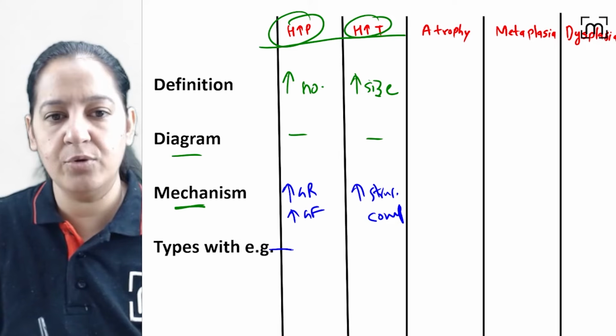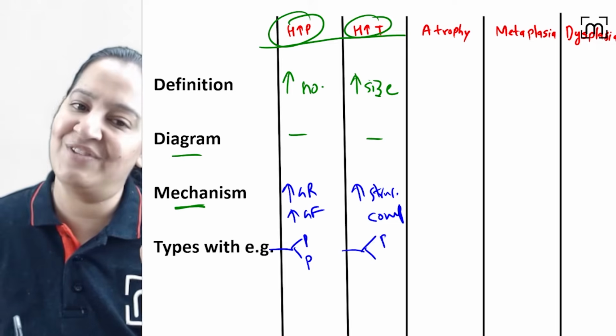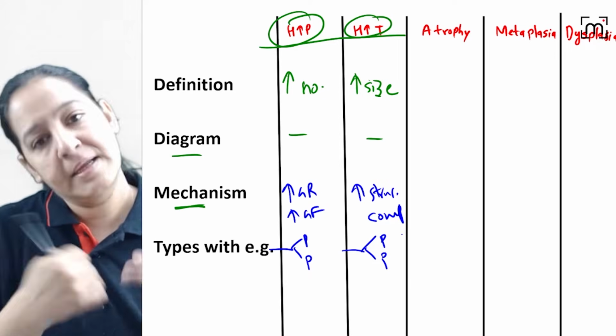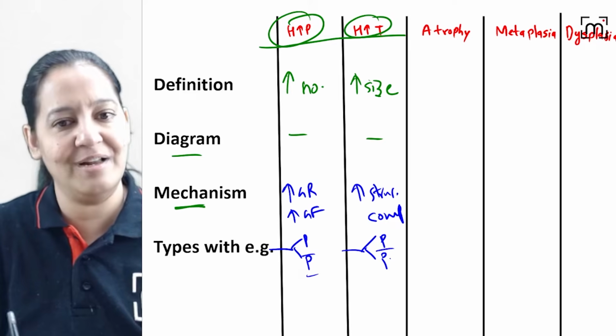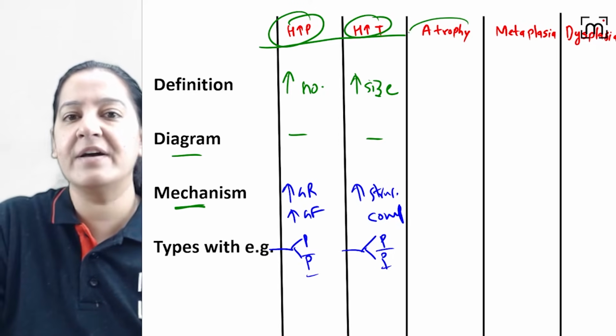Here the types, you know the two types, physiological, pathological, you know the examples. Here also two types, physiological, pathological, you know the examples. The examples of them are important. The types are same, physiological, pathological, physiological, pathological. You got my point? Coming on the third one is the atrophy.